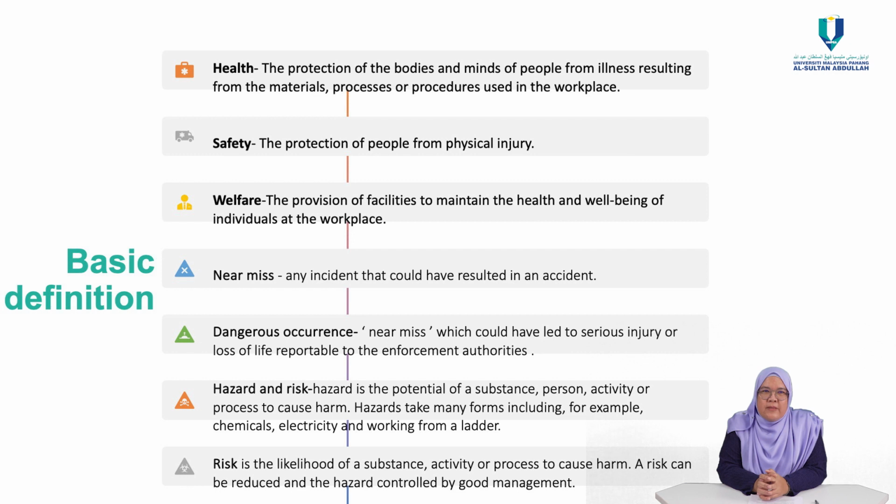So, in the context of workplaces, safety involves creating and maintaining an environment where employees, visitors and stakeholders can carry out their activities without fear of accidents, injuries and adverse events. Some safety measures aim to prevent or mitigate potential hazards, minimize risk and ensure the physical well-being of individuals. So this is the basic definition that you can read from the slide. It is important to know about the concept of health, safety, welfare, the near miss, dangerous occurrence, hazard and risk, and also the definition of risk.